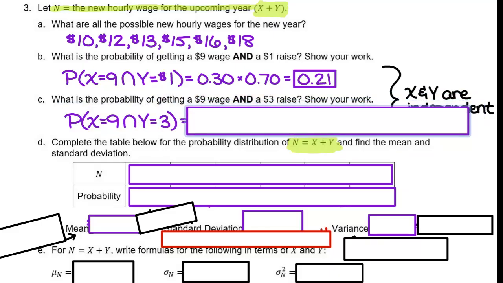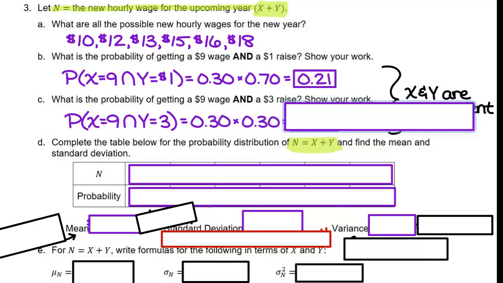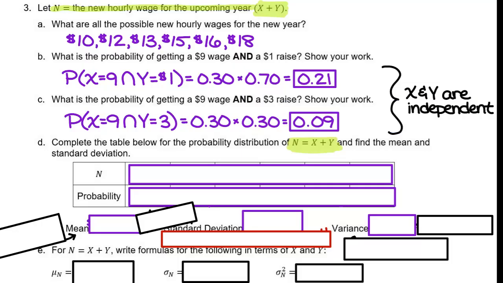Probability notation should look like this. Probability that x equals 9 and intersection y equals 3. What are we multiplying together? Yep, 0.30 and 0.30, and that ends up giving us what as a probability? 0.09. My apologies, I think I said the wrong thing. I'm pretty sure everybody said the right thing. 0.09.